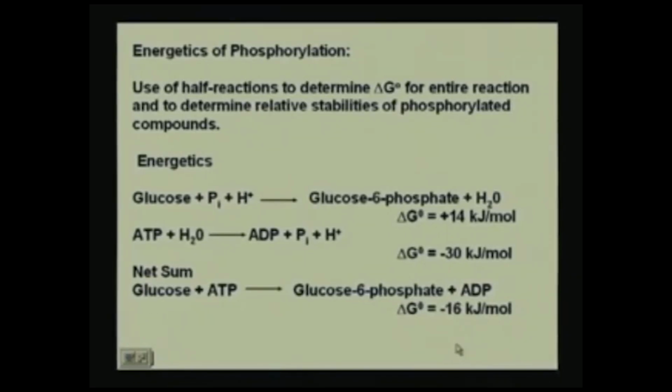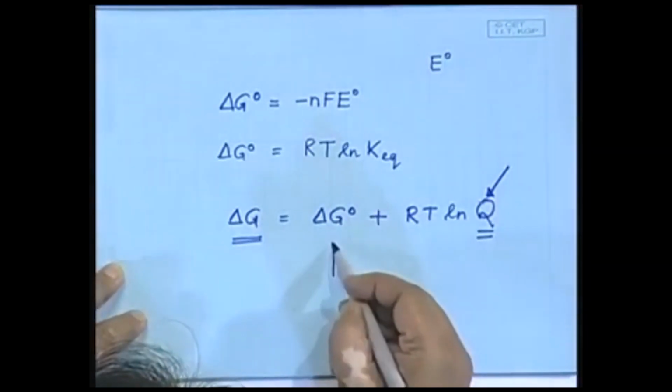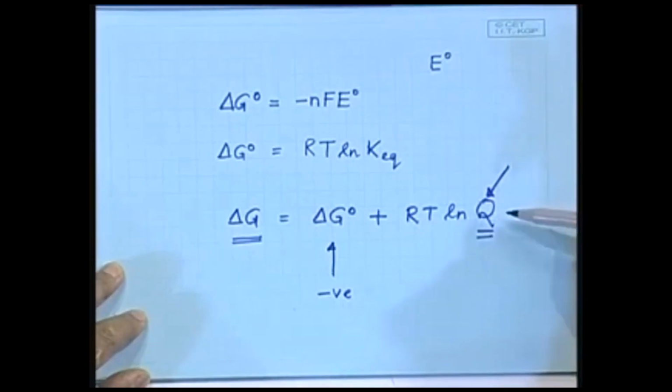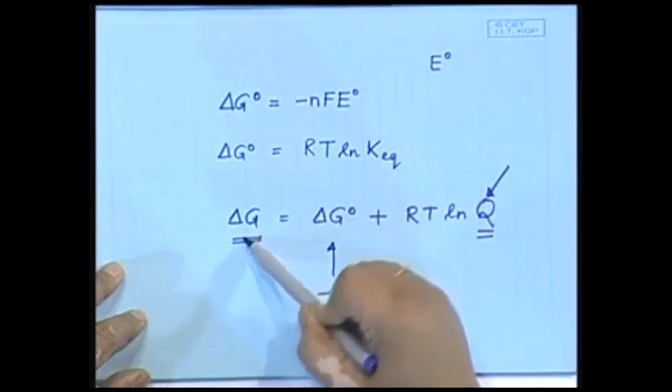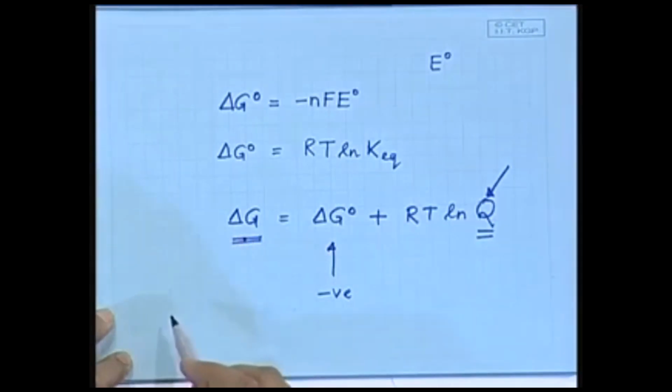What am I talking about? I am talking about this factor. This is negative. But the ratio of the products to the reactants is important here. You cannot have too high a concentration of the products, because that will overcompensate for the negative delta G0 that you have here, making this non-spontaneous. This is what happens in most biological reactions.